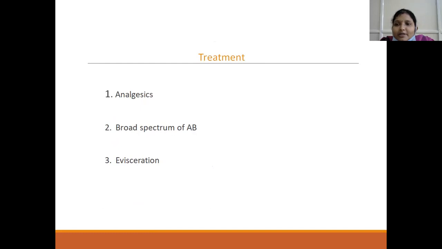What is the treatment? We have to give systemic analgesics to relieve the pain. And broad spectrum antibiotics we have to give to subside the infection in the meantime. Evisceration, if there is marked pain, then we have to go for evisceration. So what is evisceration? It is removal of the intraocular contents leaving behind the sclera. There are two types of evisceration. One is simple evisceration, another one is frill evisceration.